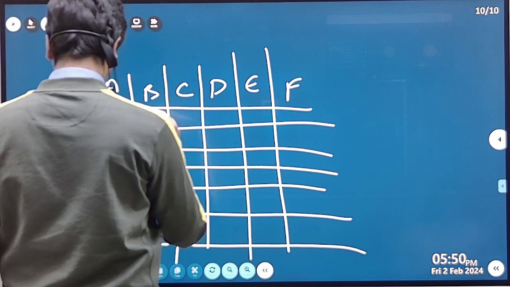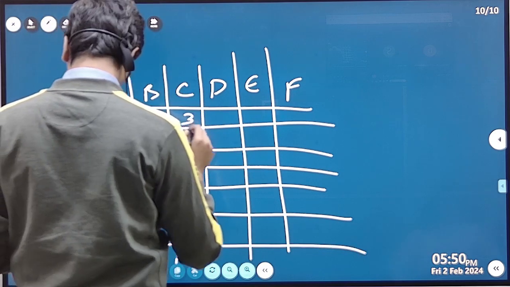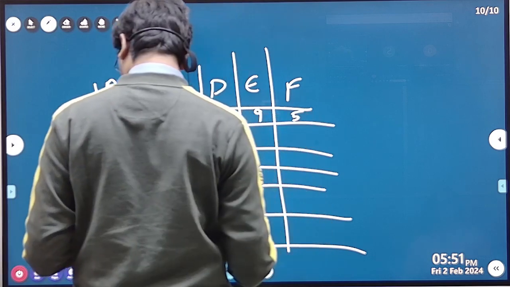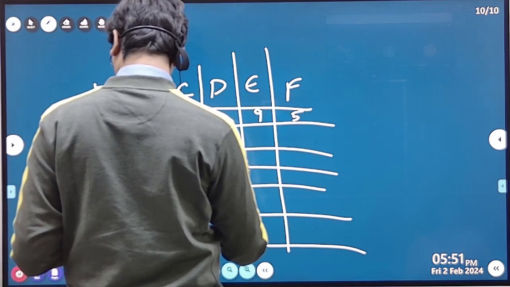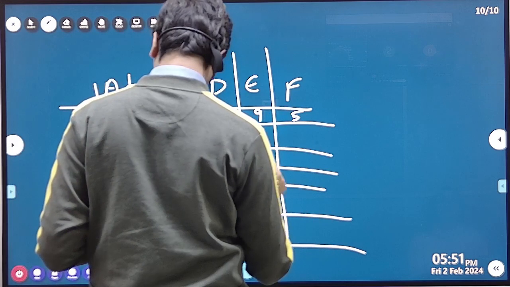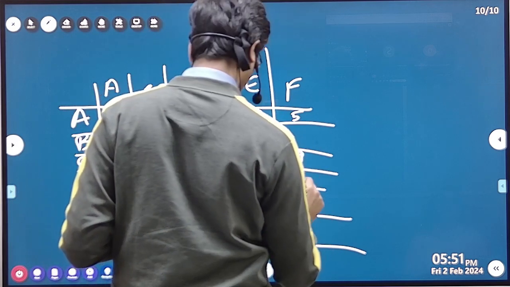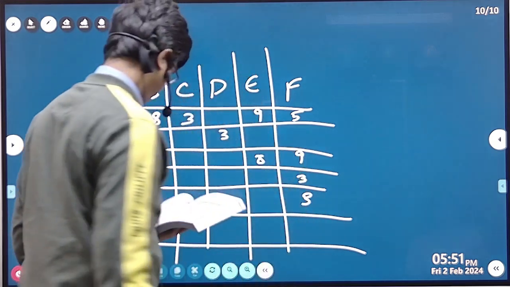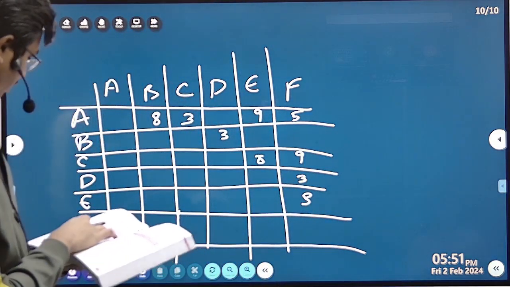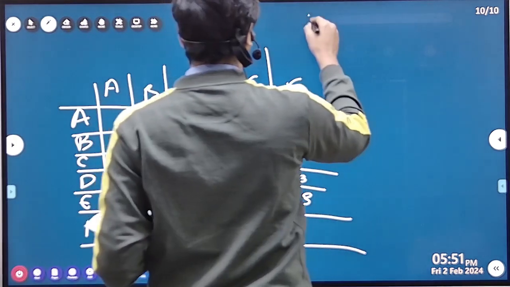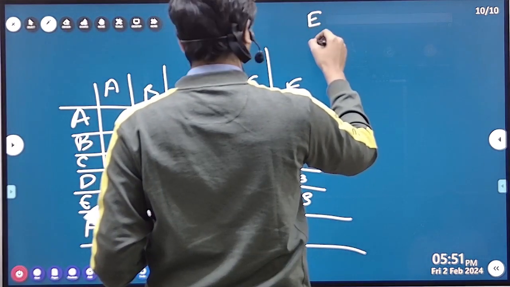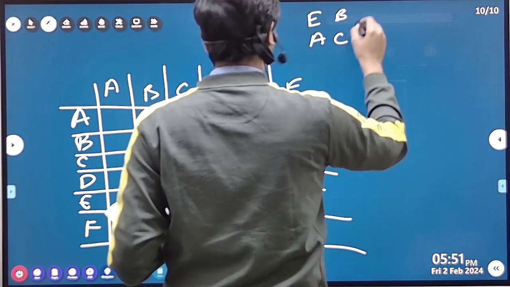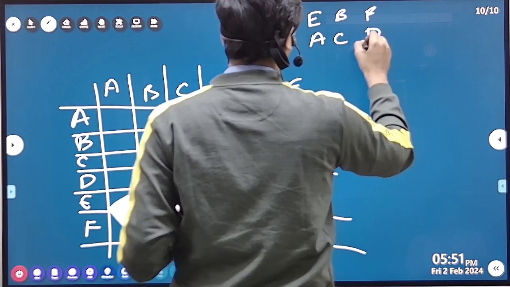So A to B is 8, 3, 9 and 5. It's 3, 8, 9, 3 and 3. Okay. And he has given us E, A, B, C, F and D.